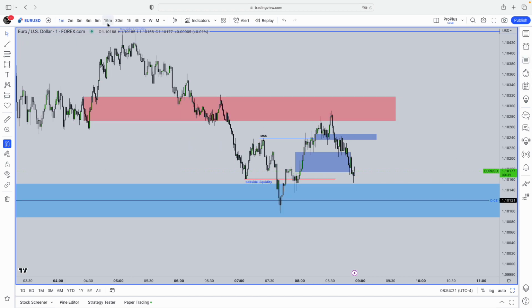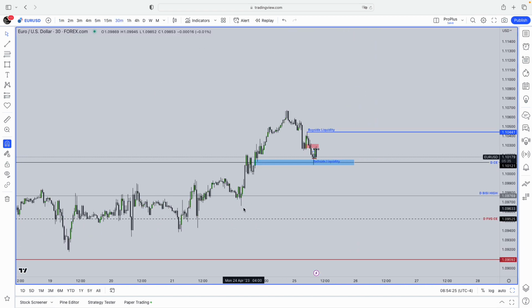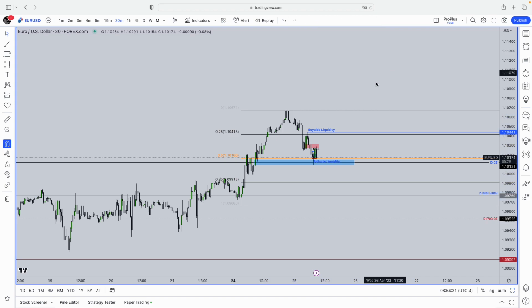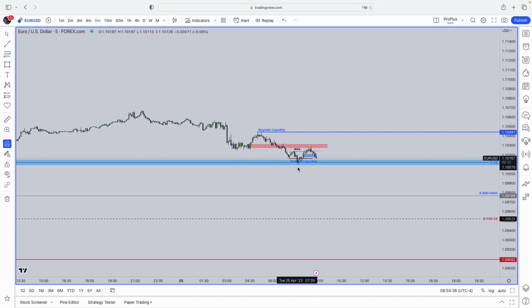So if we go into the 15 or 30 and we just draw from this low to the high to find a discount, this BISI here is a discounted array. So potentially price would want to trade down to there and have a potential reaction to push up and want to take out buy side.